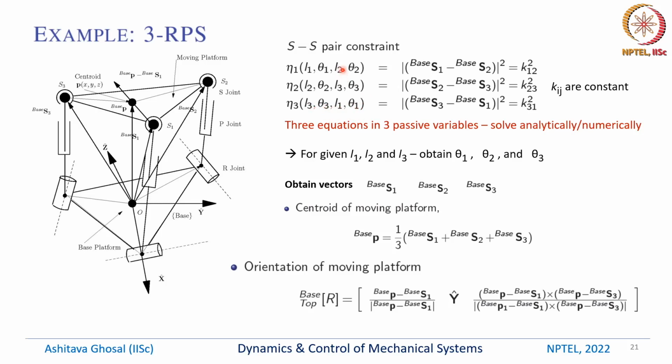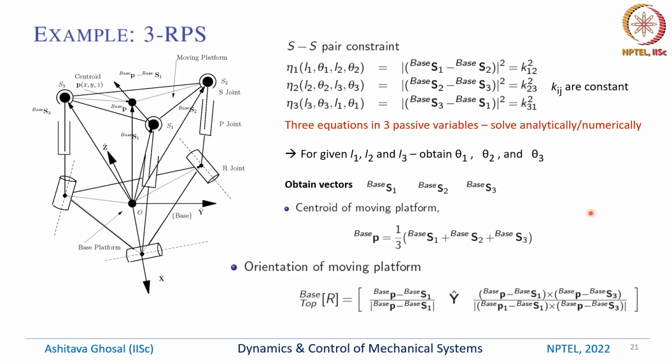So what do we have here? We have three equations, and in these three equations, you can see that L1, L2, L3 are actuated joint variables. So we would be given the values of the actuated joint variables. We have 3 degrees of freedom, so 3 of those joints will be known. In this case, we have assumed that the prismatic joint variables are known. So we have 3 equations, and there are 3 passive joint variables, which are theta 1, theta 2, and theta 3. So we should be able to solve for theta 1, theta 2, and theta 3 analytically or numerically.